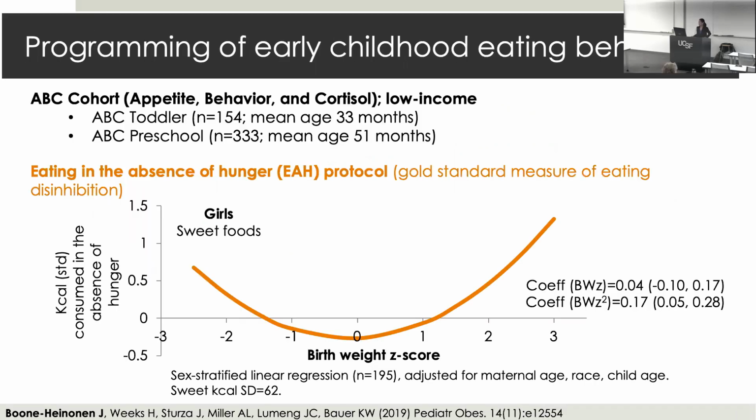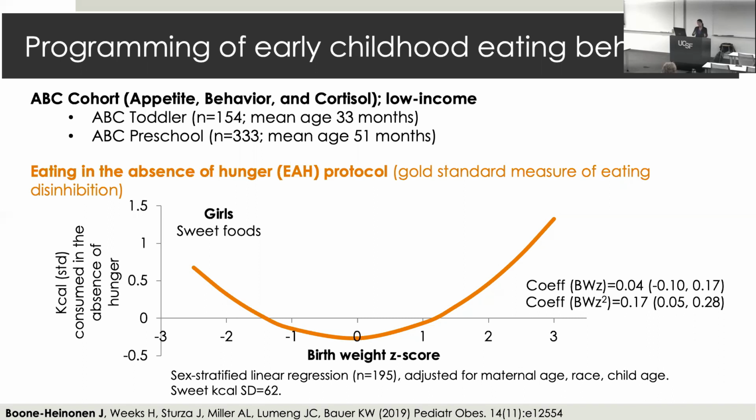Okay, so I connected with collaborators at the University of Michigan. They have this really incredible ABC cohort. It's appetite, behavior, and cortisol. These were toddlers and preschoolers who were recruited from Head Start programs. So these were from lower income families.